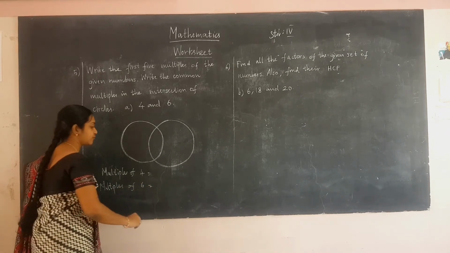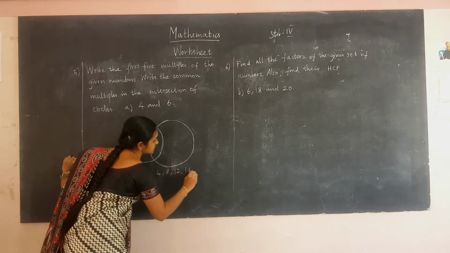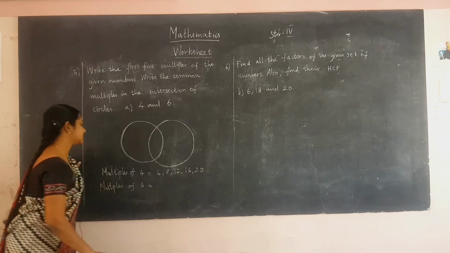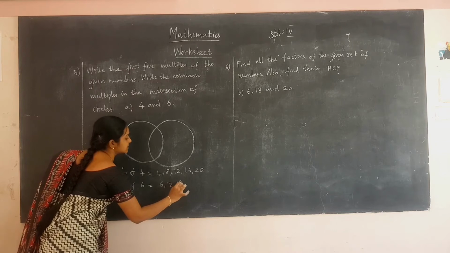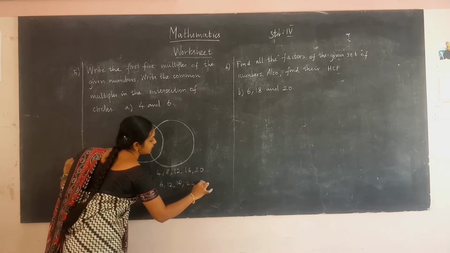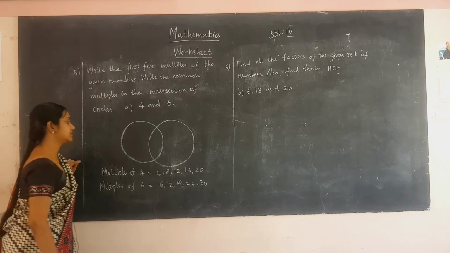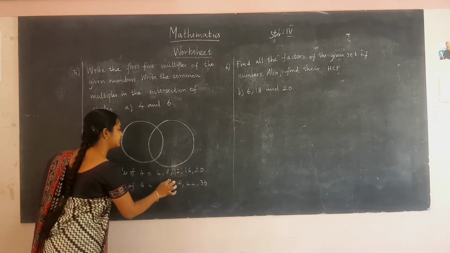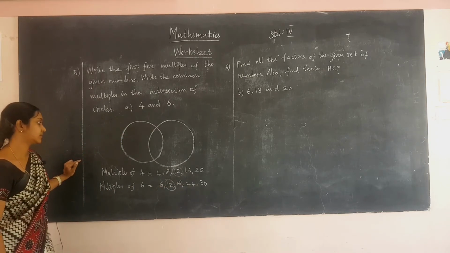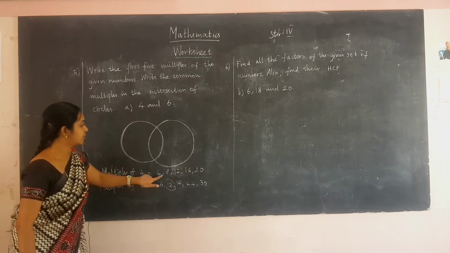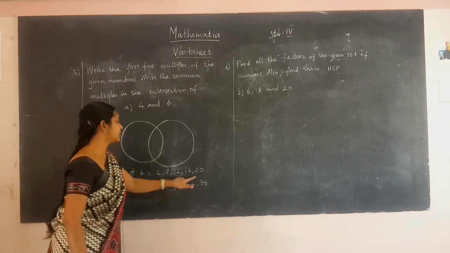First 5 multiples of 4 are 1 4 is 4, 2 4s are 8, 3 4s are 12, 4 4s are 16, 5 4s are 20. Next, multiples of 6. 1 6 is 6, 2 6s are 12, 3 6s are 18, 4 6s are 24, 5 6s are 30. Now, round the common multiples. Here 12 is common. 4 is not here, 8 is not here, 12 is here, 16 is not here and 20 is not here.